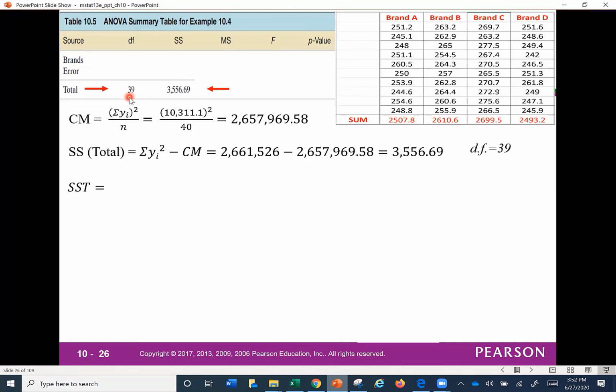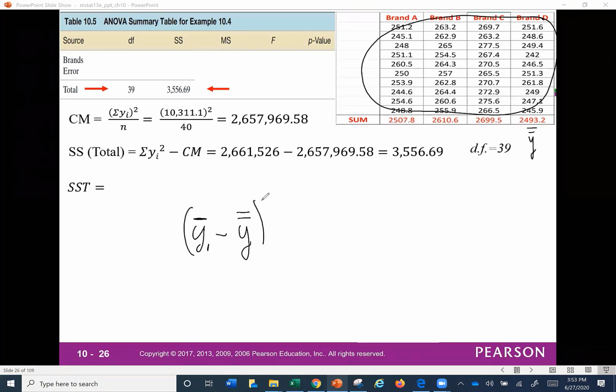Then for the sum of squares treatment, we need to obtain the mean of each of these columns. We are going to obtain the deviation of each of these means with respect to the overall mean. That is the sum of squares treatment. That is the original formula. We have the mean for the first treatment minus the overall mean. The overall mean will be obtained by adding all of these values and dividing by the total, 40. We are going to square this distance and sum all of these squares.